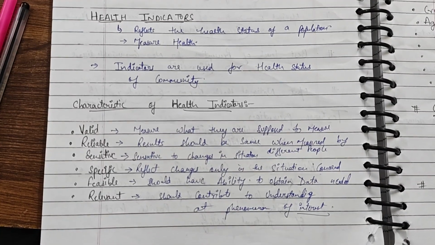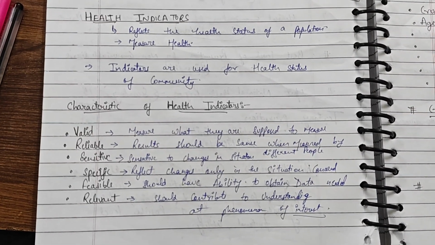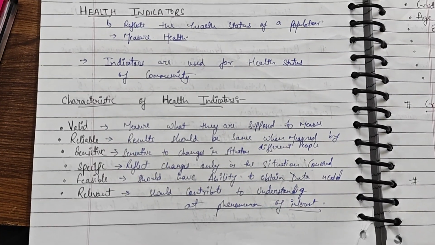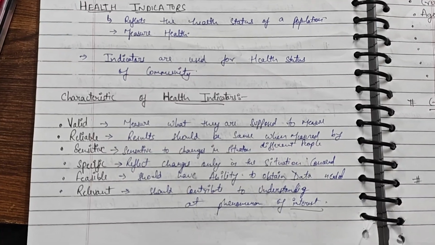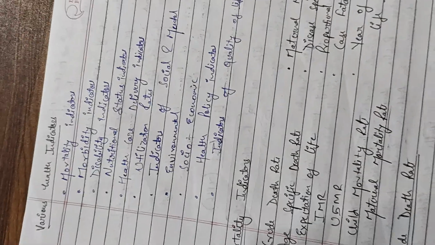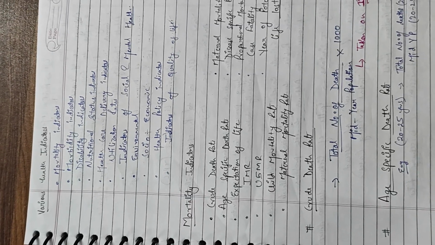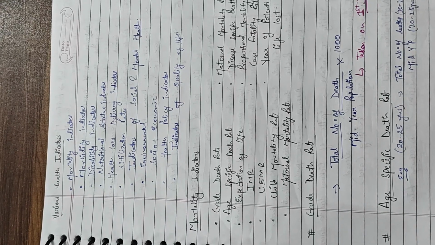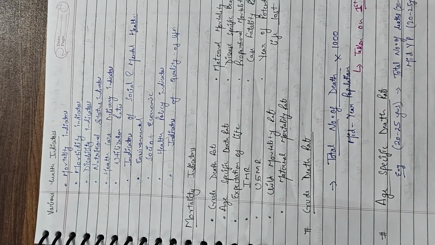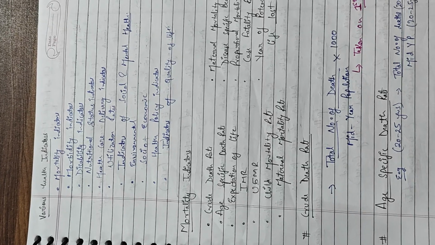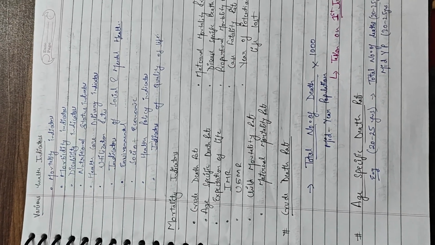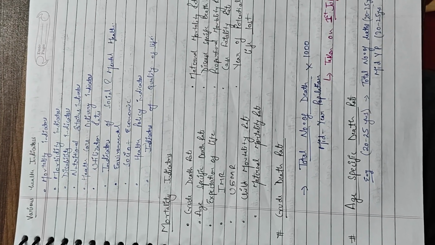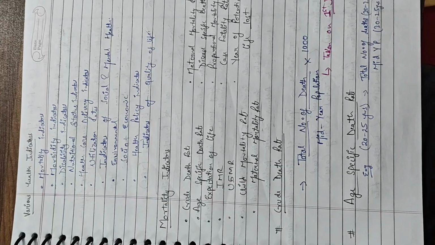Now, what do you mean by feasible? It should have the ability to obtain the data needed. Relevant means it should contribute to understanding the phenomenon of interest. Now, let's start with the various health indicators: mortality indicators, morbidity indicators, disability indicators, nutritional status, healthcare delivery indicators, utilization rate, indicators of social and mental health, environmental, social, economic, health policy indicators, and indicators of quality of life.